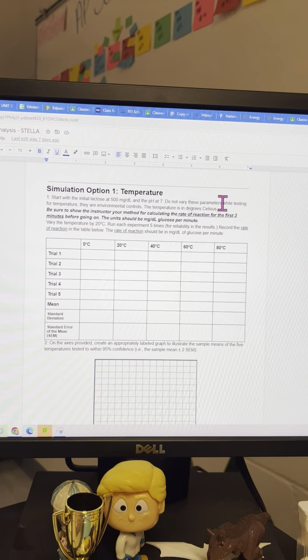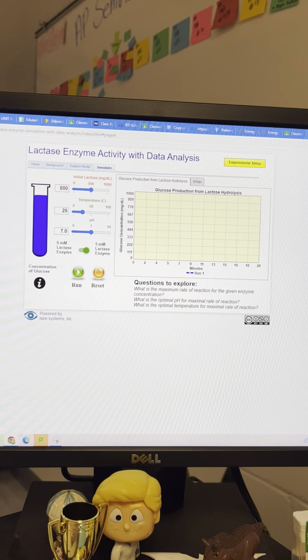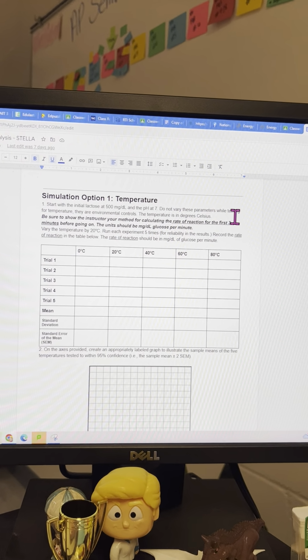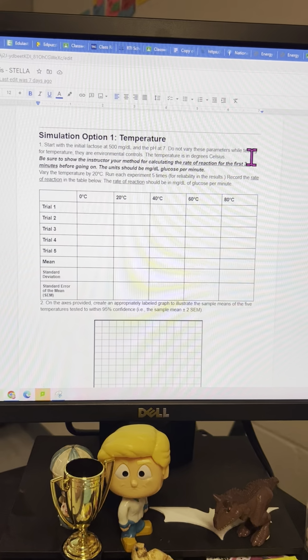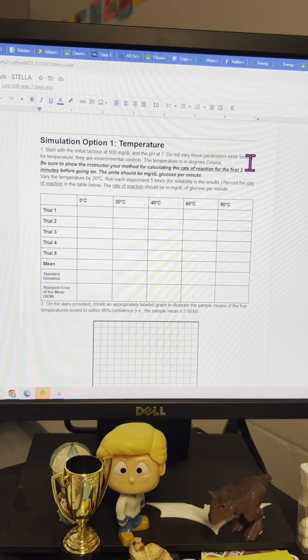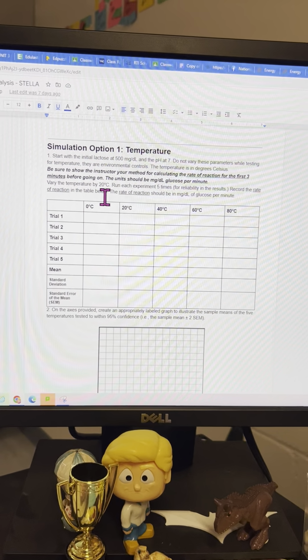The pH is going to be at 7. pH is 7 right here. These are the controls. Do not vary these parameters while testing for temperature. They are environmental controls, meaning that they're going to stay the same throughout the entire experiment. The temperature is in degrees Celsius. All right. Vary the temperature by 20 degrees Celsius.